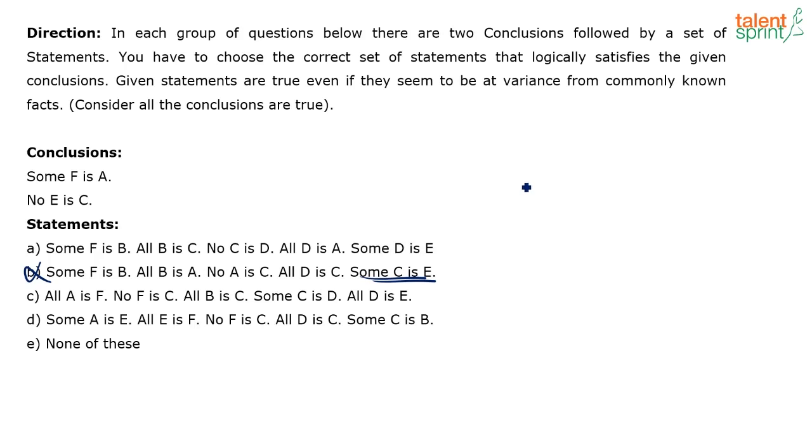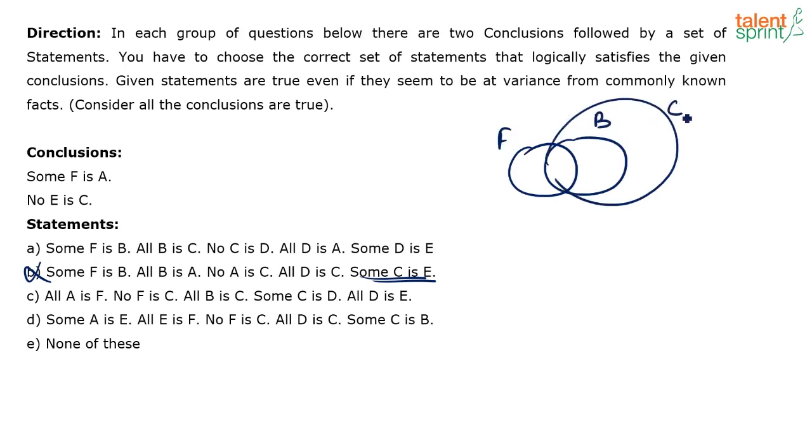Now let's try out option A, because nothing else I can find out. Some F is B, all B's are C's, and then it is given no C is D, all D's are A's, and some D is E. So with this, what can you say? Can you say no E is C? No, you cannot say. Some E can be C also, correct? It's not definite. Some F is A. Again, some F is A or not, we are not sure. It's also not a definite conclusion. So this option does not follow.